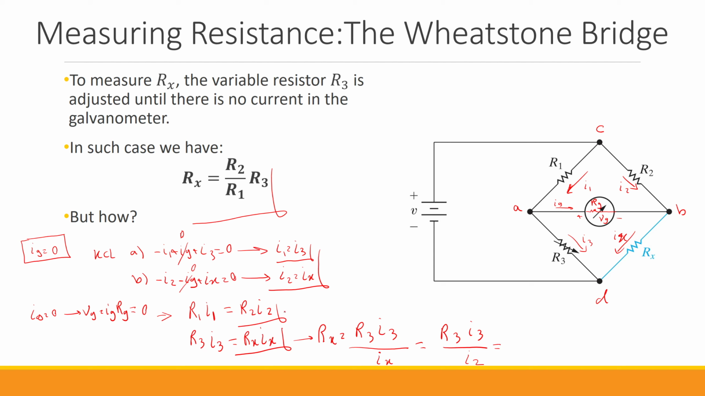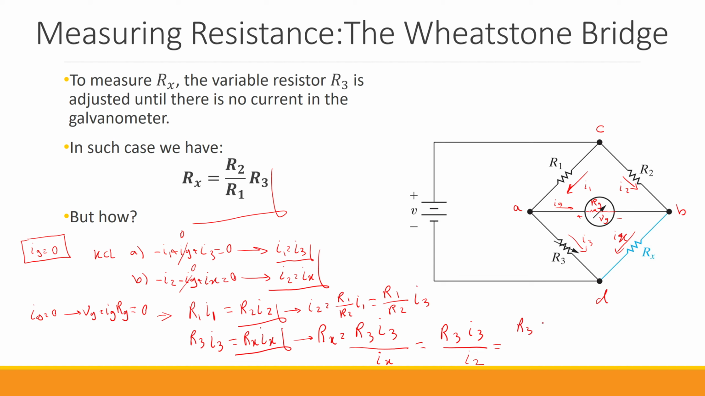So what is I2 here? From this equation, I2 equals R1 divided by R2 multiplied by I1. And also from the top equation we know that I1 equals I3. So this is R1 over R2 multiplied by I3. Now let's replace I2 in this equation and see what we get.